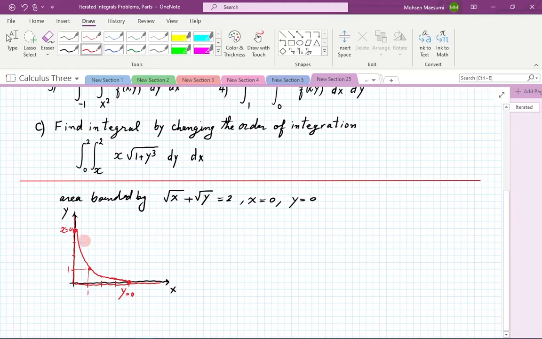Okay, let's do it in a different color. So this is radical x plus radical y is equal to 2. We want to figure out the area. The area means, of course, area bounded by these. You hear that word quite often in this section, bounded by a bunch of things. So we have to define the boundaries and then we are in business.